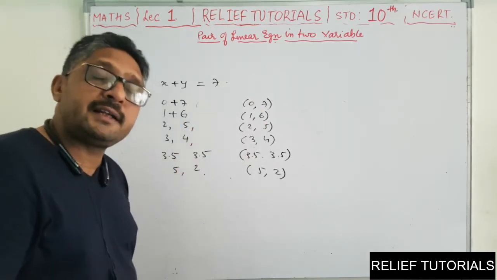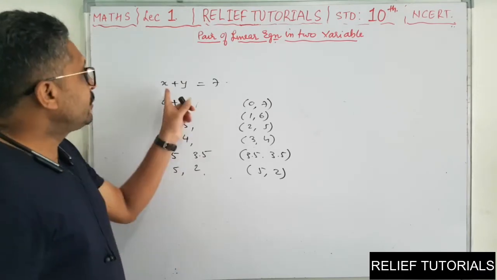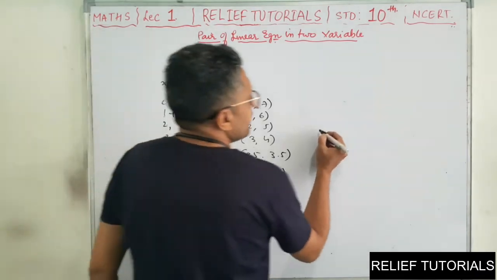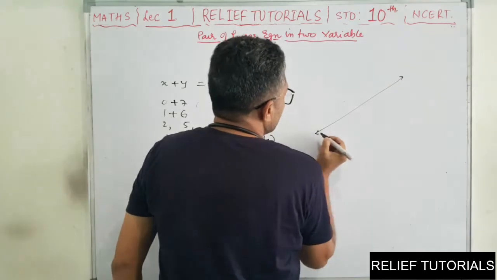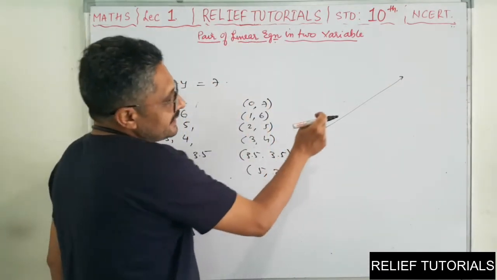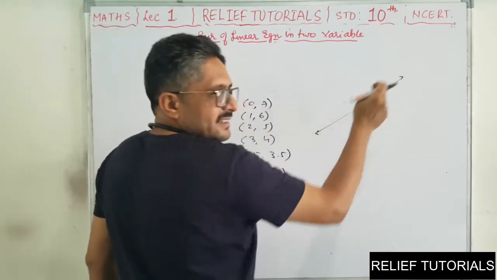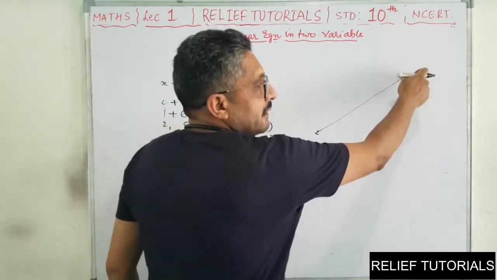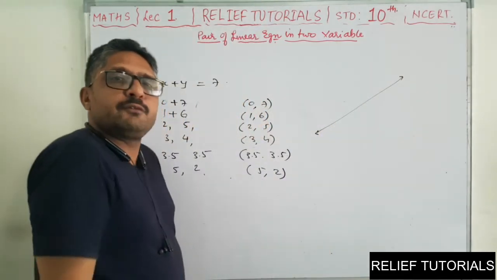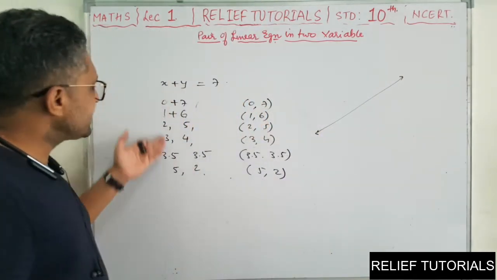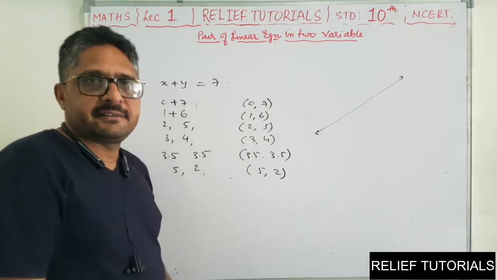So there are infinite solutions. I told you, this represents a line. All these solutions are nothing but the points of this line. And you know how many points are there in this line? Infinite points. So the solutions are also infinite.